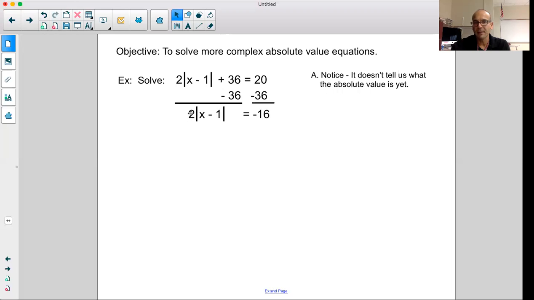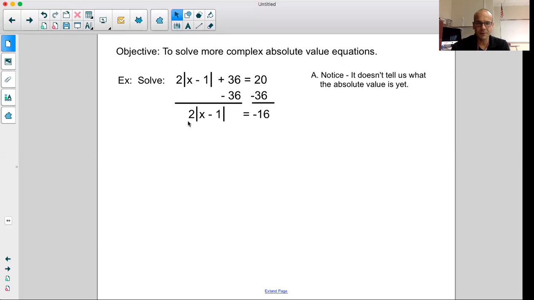And now this is probably a relatively new move. This looks probably a lot to someone's eye like a place where distribution could kick in. And it might have even looked like that up above here. But it's not a good habit to get into, to start distributing things into absolute value. Absolute value just doesn't work like most of the math that we're used to. So instead of finding a way to combine the 2 with the x minus 1, we can continue to use inverse operations, and we're going to make this layer go away.